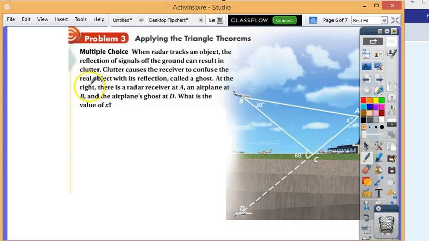It's called a ghost. At the right, there is a radar receiver at A, an airplane at B, and the airplane's ghost at D. What is the value of the angle x? I obviously don't want to know about the ghost under the ground, but I might want to know what this angle is right here. So how would I go about finding this? I've got an interior angle, I've got an interior angle, and I've got an exterior angle. And the exterior angle, I know, because of the ghosting. Yes?